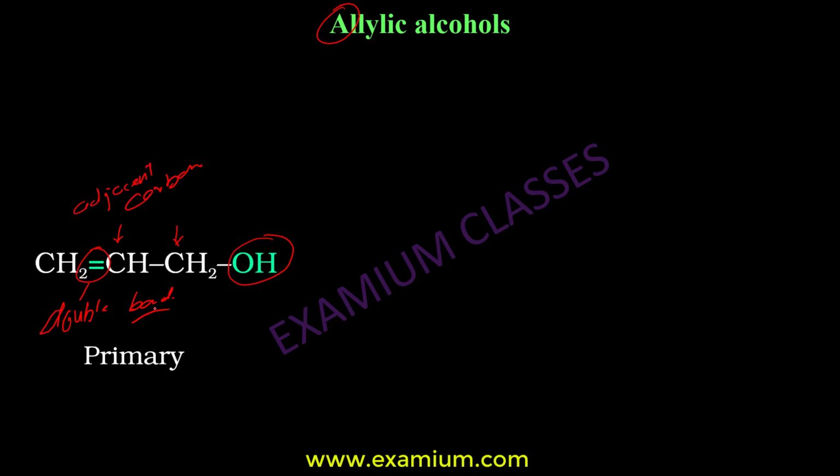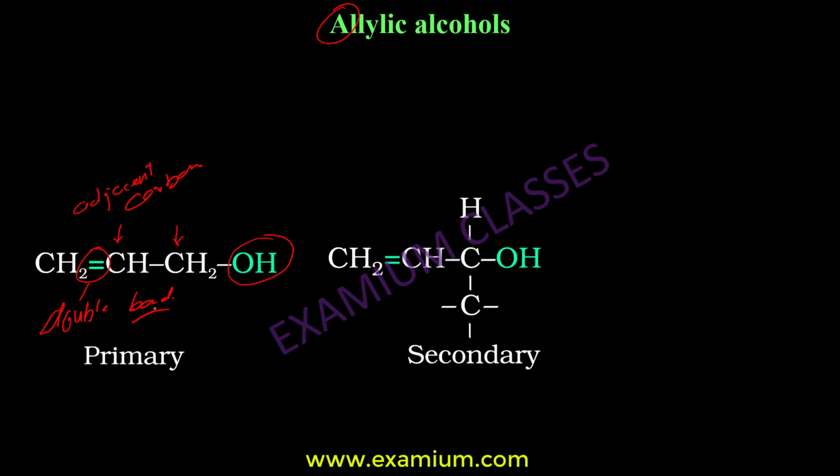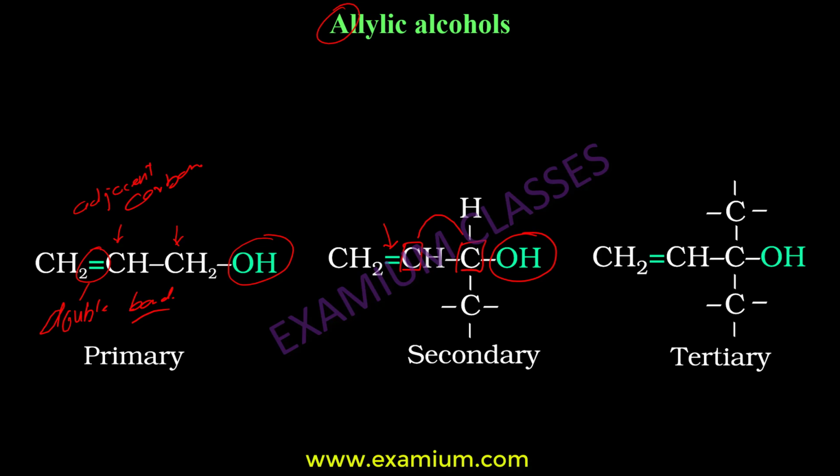I'm explaining the same thing by another example. In this one, OH is attached to this carbon. The adjacent carbon to this one is this carbon, which has a double bond. It will be allylic alcohol. Third one, the OH group is attached to this carbon and the carbon adjacent to this carbon has a double bond. It means it is allylic alcohol.